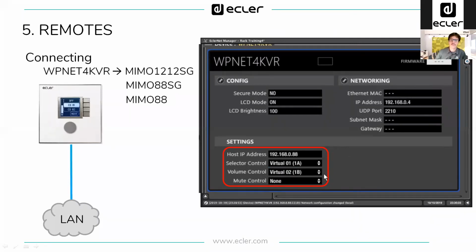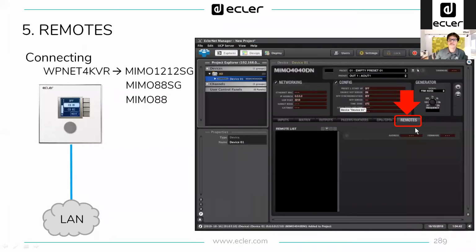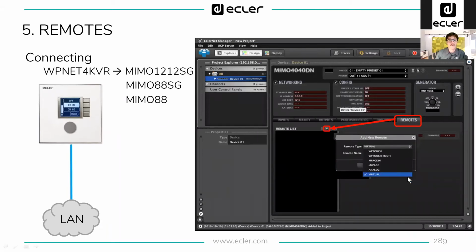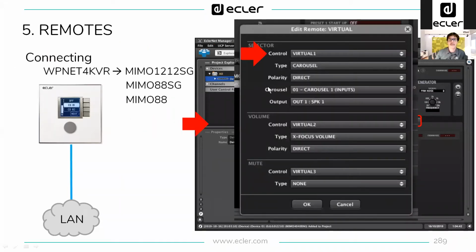So we use a virtual remote, like we added for the UCP panel, and we assign virtual 1 and virtual 2 for configuring these remotes in the old MIMOs, okay? Not the last one, which is MIMO 4040. Okay, hope this is clear. If not, we can just repeat it in the Q&A sections, okay?